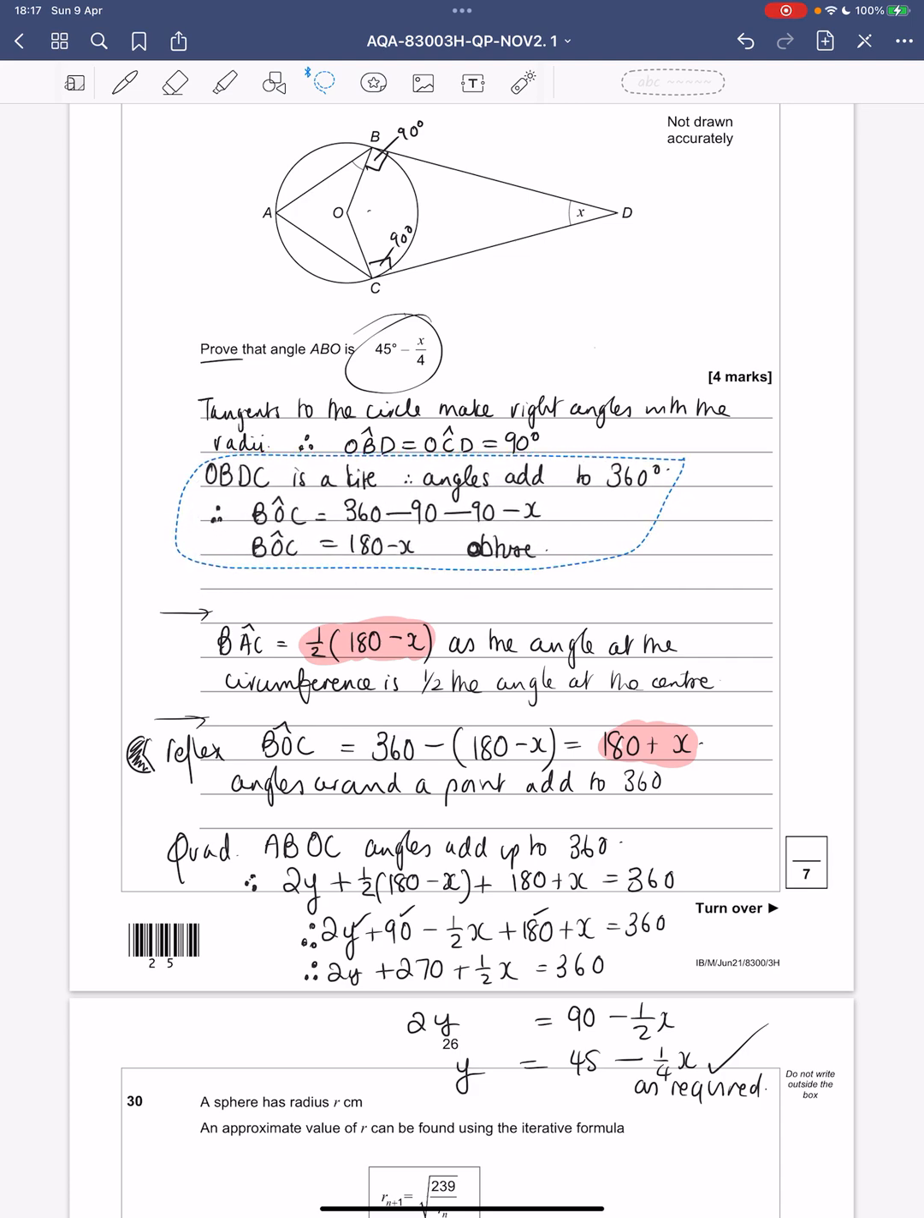Okay, so that's the first bullet point then. Okay, so the next.